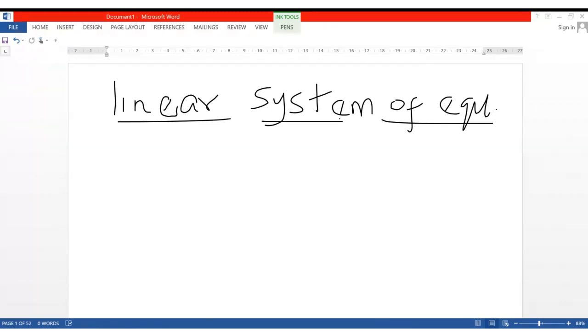Today we are covering linear system of equations, whereby we shall be able to look at one way of solving a system of equations. Remember, we are still under matrices. So basically we shall be solving using matrices. There are two methods that we shall be able to cover.